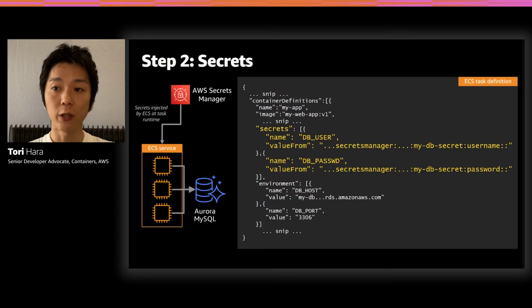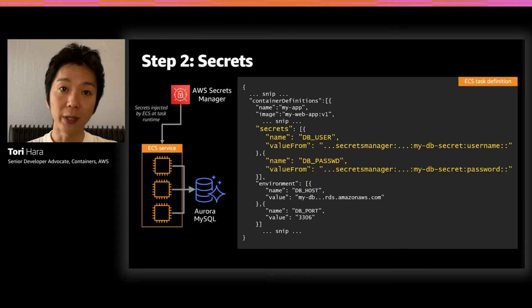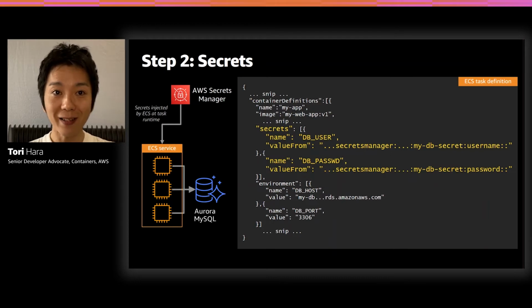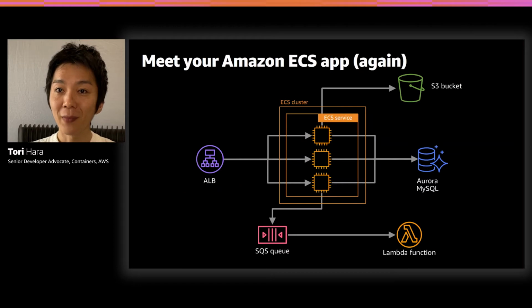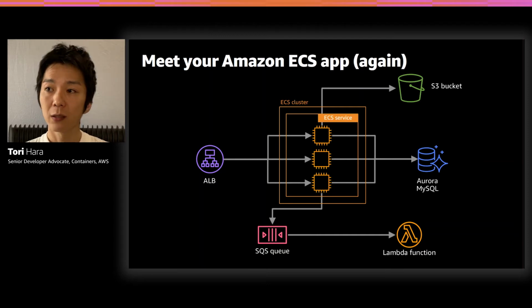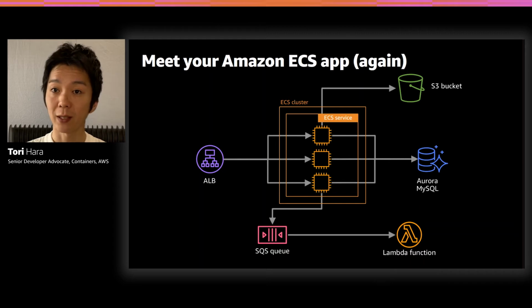With this configuration, ECS will automatically fetch the credentials and inject them into your containers. Plus, you can do this without modifying your application. That's cool, right? So now you have successfully hardened security groups and secrets access. So let's take a look again at this diagram to find what's next.